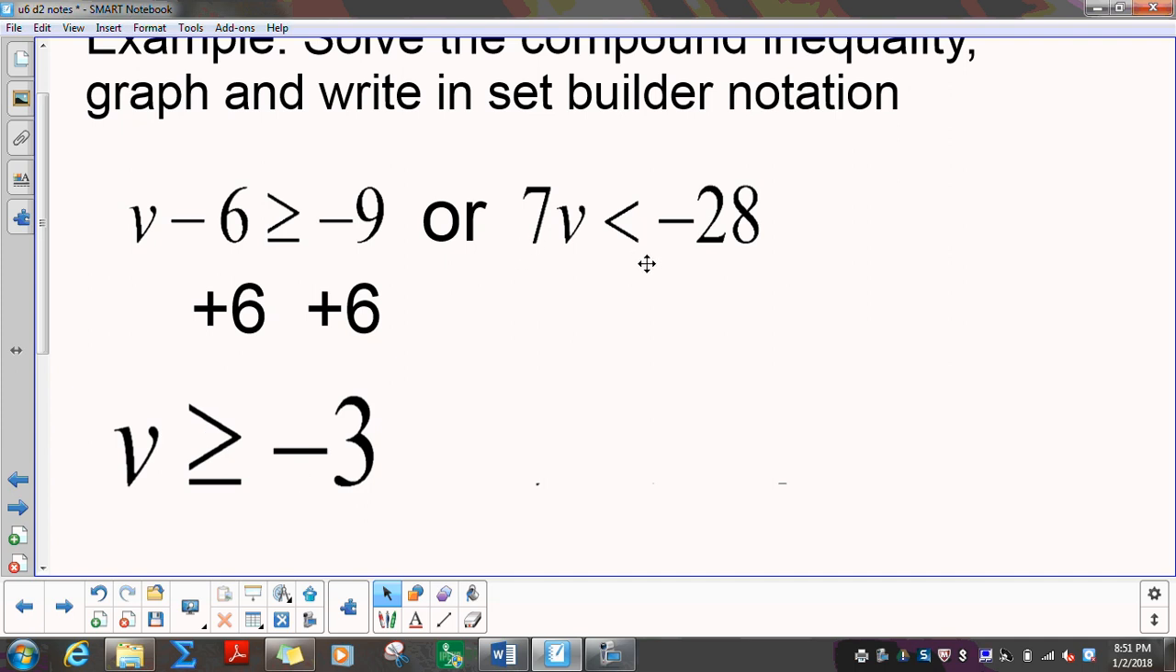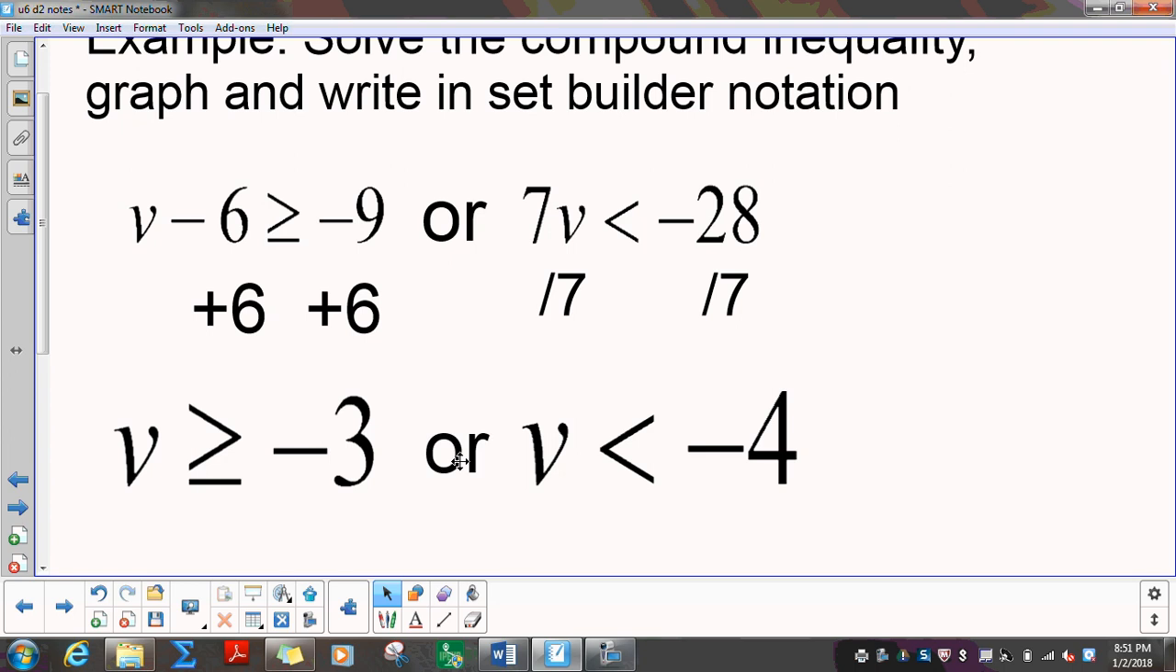Same thing over here. 7v is less than negative 28. Go ahead and solve for v. We just divide everything by 7. So we end up getting v is less than negative 4. And then that or we bring down. So what we're saying here is that v can be anything greater than or equal to negative 3, or it could be anything less than negative 4. Those numbers that satisfy either of these inequalities, like I can plug into either v and it would make a true statement for either one, those are our solutions.